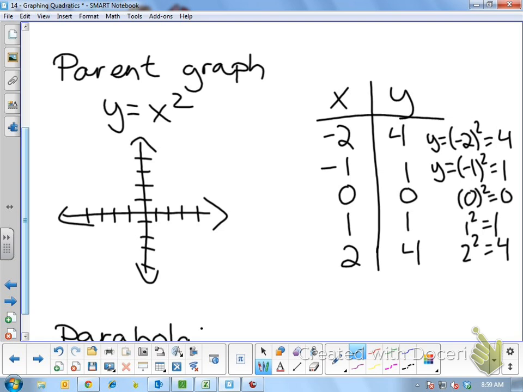You start with x, right? Yep, we start with x. So when we graph these points, we start with x. X goes left or right first. So we go left 2, up 4. There's my first point.